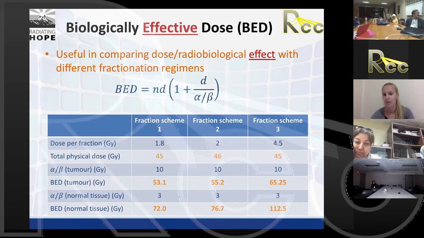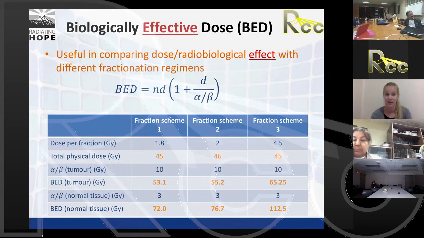So if we treat with a 1.8 gray per fraction dose, or if we treat with a 4.5 gray per fraction dose, the biological effective dose is over 10 gray different, even though you're giving the same physical dose. It's hard to get your head around. I still struggle with it, but this is a useful way of comparing apples and oranges to see where you're sitting.